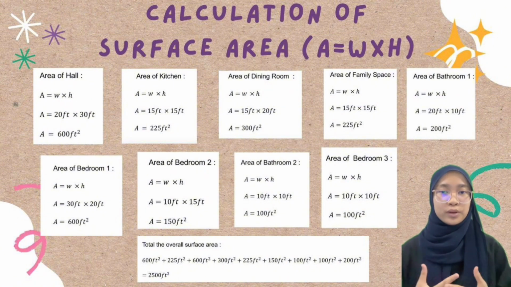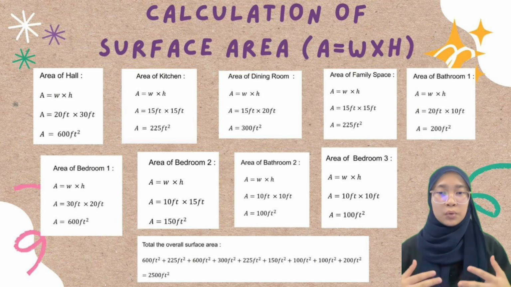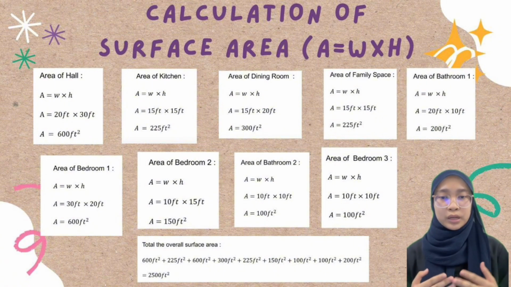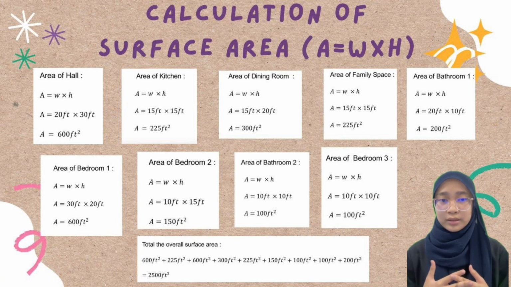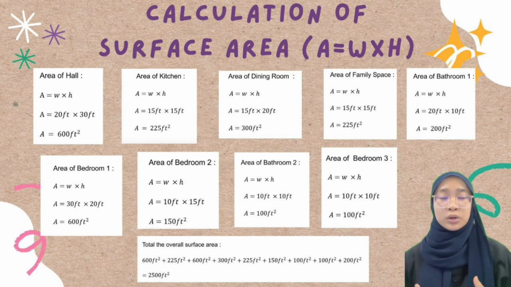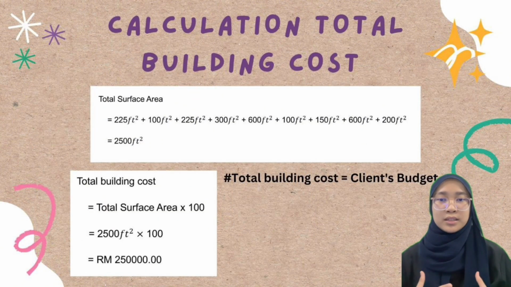So the calculation of surface area is: hall 650 square feet, kitchen 225 square feet, dining room 300 square feet, first bedroom 650 square feet, second bedroom 150 square feet, third bedroom 100 square feet, family space 220 square feet, first bathroom 200 square feet, and the last bathroom 150 square feet. In total, the overall surface area is 2,500 square feet. And the last is the total building cost.